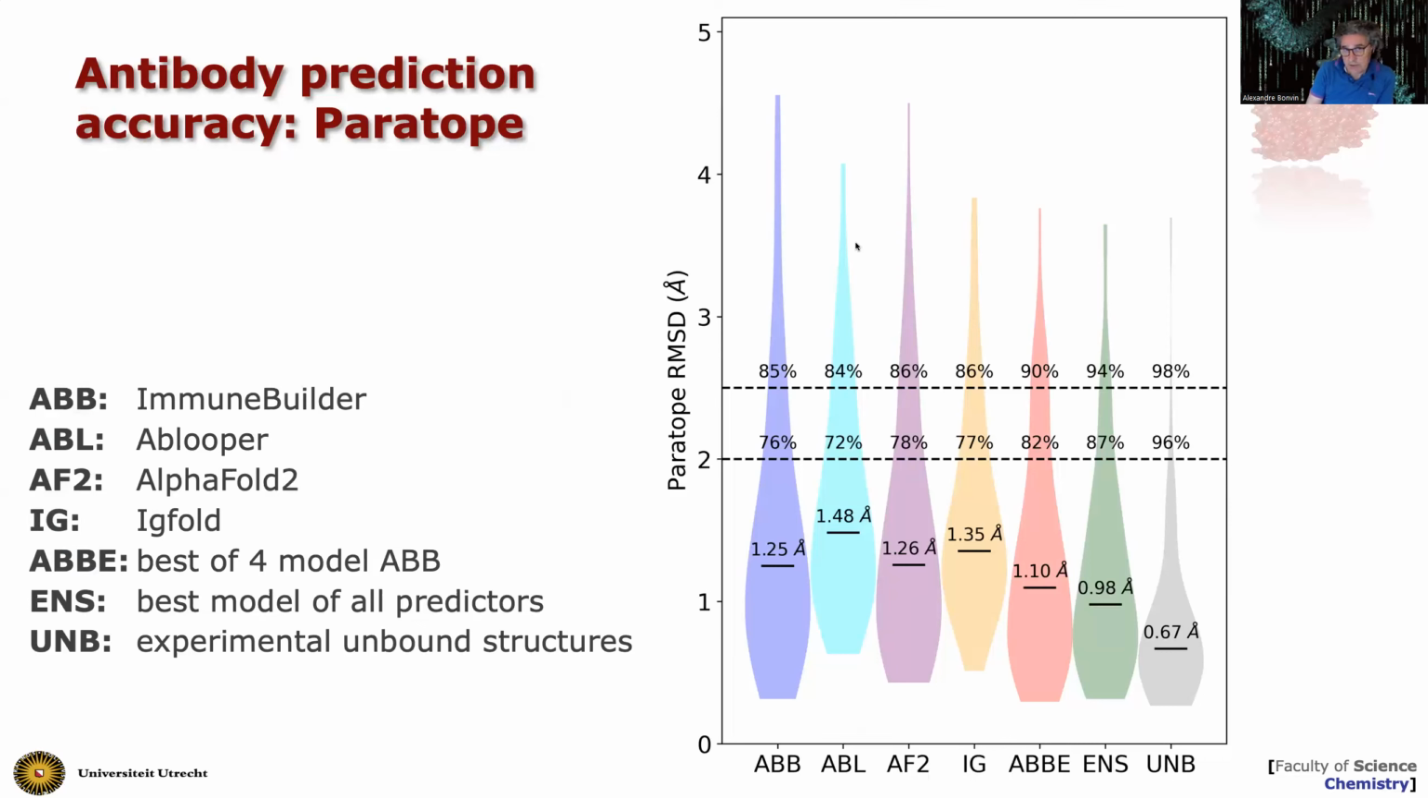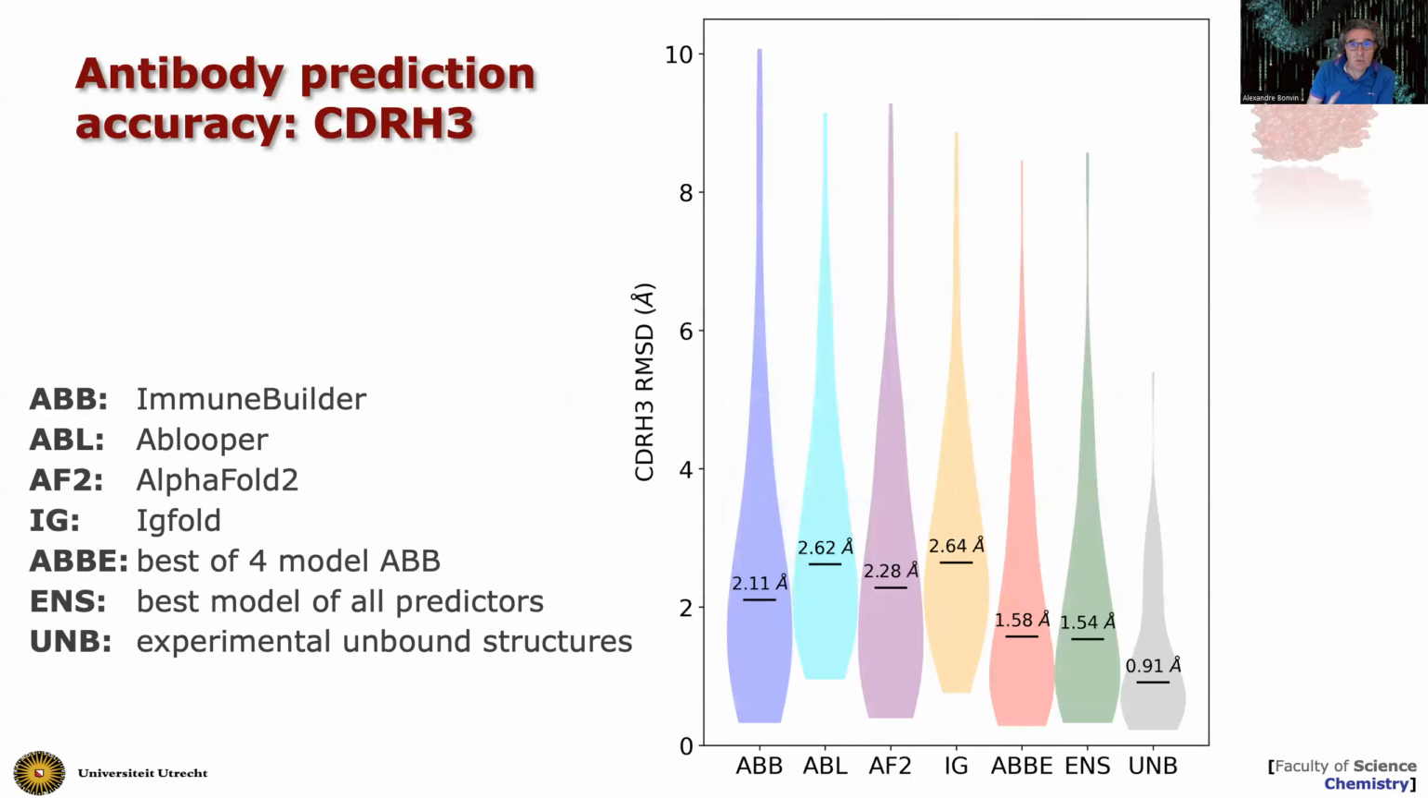Now, if you know antibodies, you also know that there is one loop which is particularly challenging to model. It's the H3 loop on the heavy chain, and it's more challenging to model because this loop is usually longer than the others. And the longer the loop, the trickier it becomes to generate an accurate conformation. And this is represented here.